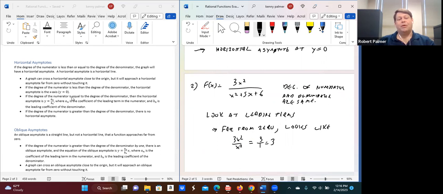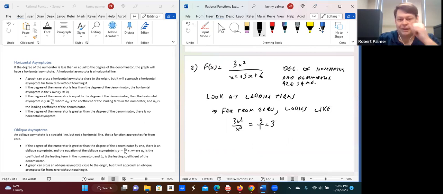So if the degree of the numerator is equal to the degree of the denominator, your horizontal asymptote is a_n over b_n, where a_n is the coefficient, the number in front of your leading term in the numerator, which is 3, divided by b_n, the coefficient of the leading term in the denominator, the number in front of the leading term of the denominator, in this case 1.